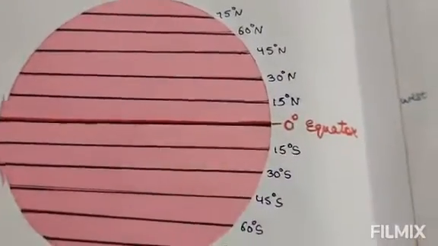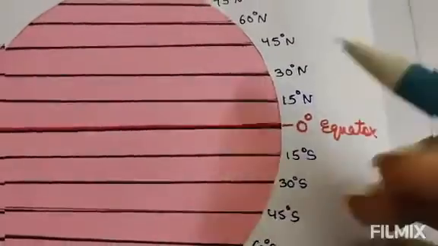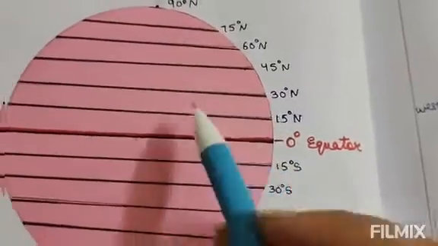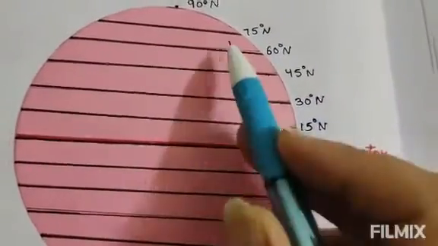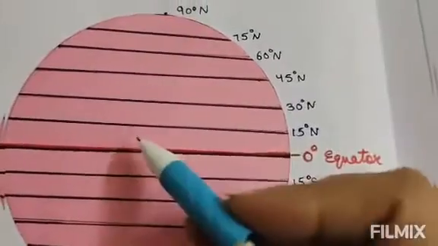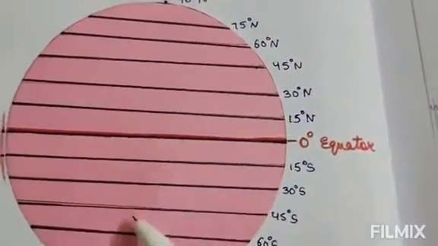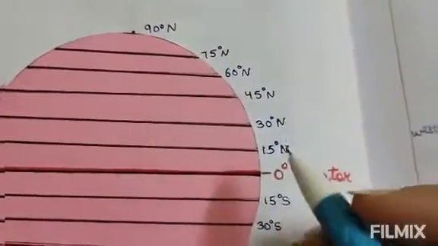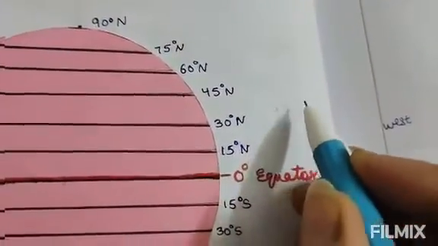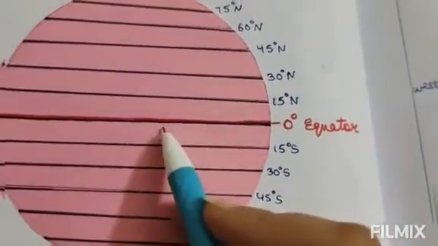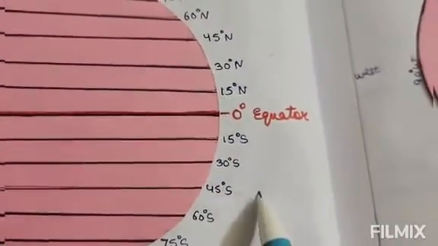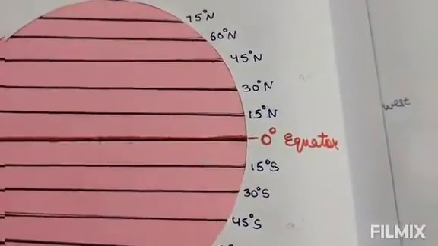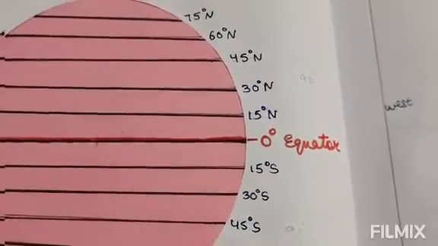And now the question is, how many parallels are there? How many lines are there on globe? Let's see. Now, as I told you, equator divides Earth into two equal halves, right? The upper one is northern and the lower one is the southern hemisphere. So, in the northern hemisphere, there are 90 latitudes. And in the southern hemisphere, there are 90 latitudes. So, in both hemispheres, there are equal number of latitudes. That is 90 in each.